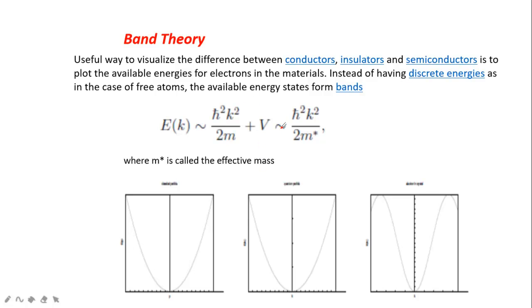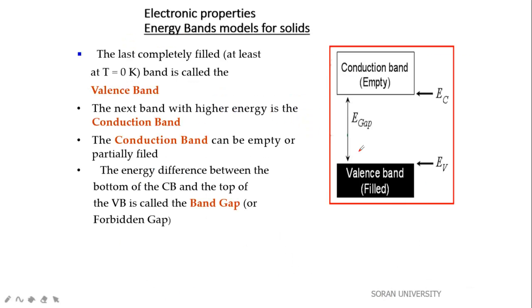Okay, so this V, the potential energy term, if we want to approximate this energy, then the potential energy term we can smear out. It will be approximately equal to ħ²k² over 2m*, where m* is effective mass. Okay, so basically the electronic properties are based on the energy band models for solids.